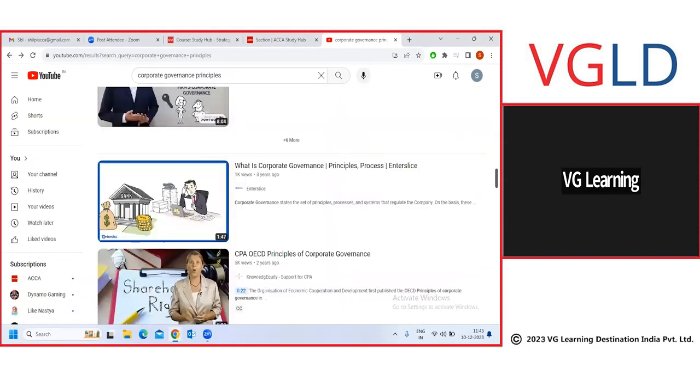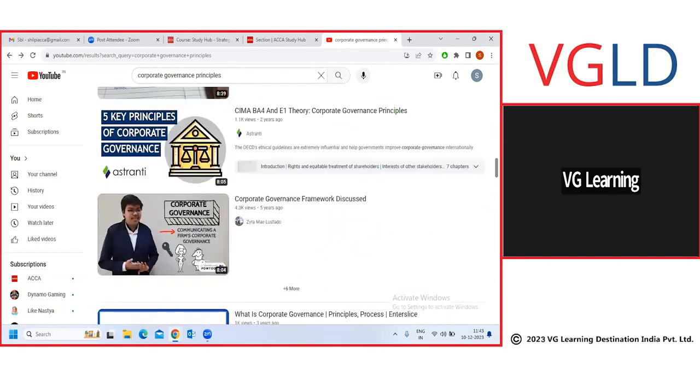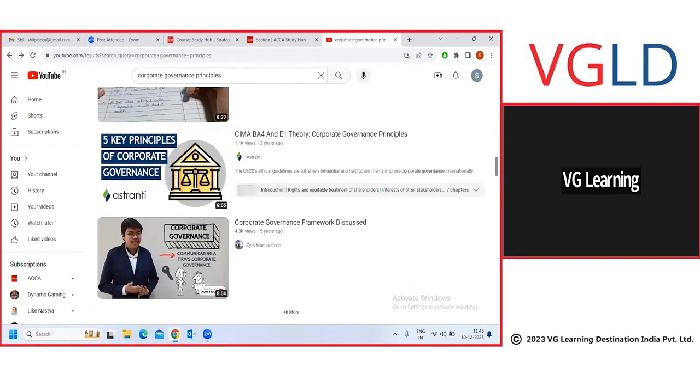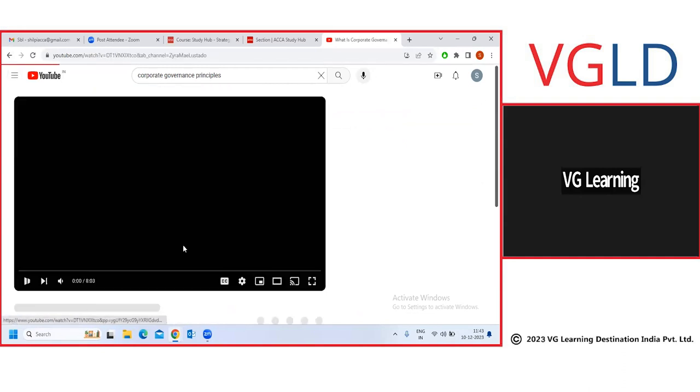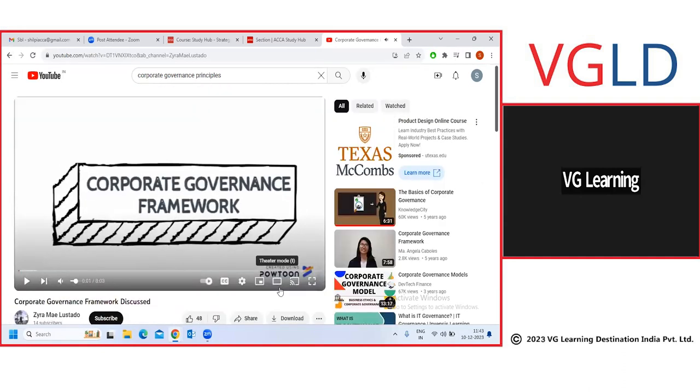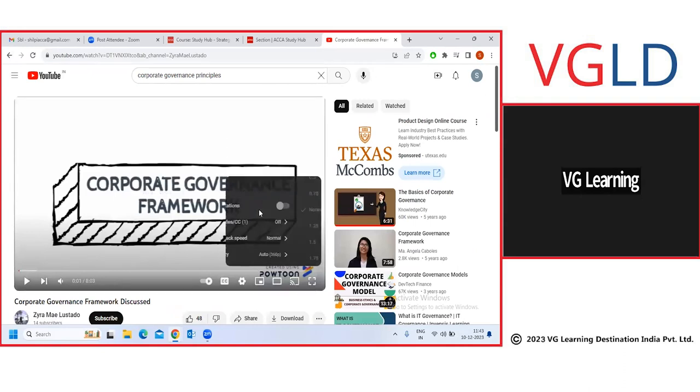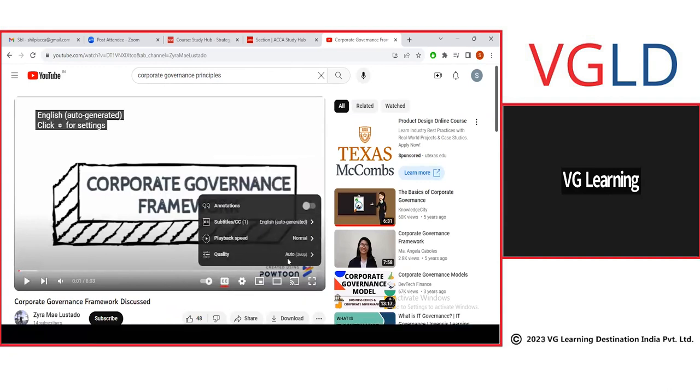Okay, let me just show you one more, which basically discusses the entire framework. This is a good one. So let me just show this to you. Okay, there you are.